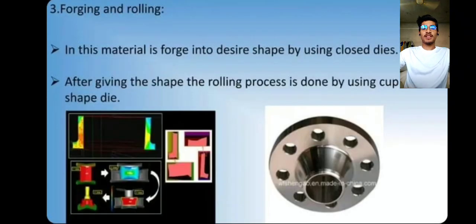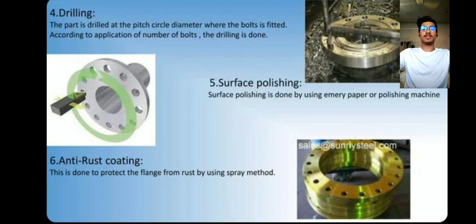Forging and rolling. In this, the material is forged into the desired shape by using closed dies. After giving the shape, the rolling process is done by using a cup-shaped die. The fourth is drilling. The part is drilled at the pitch circle diameter where the bolts are fitted. According to the number of bolts required by the application, the drilling is done.